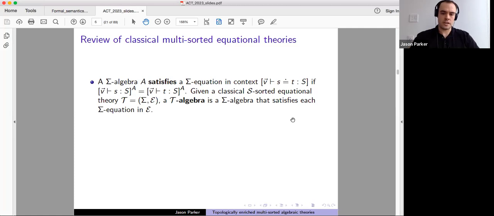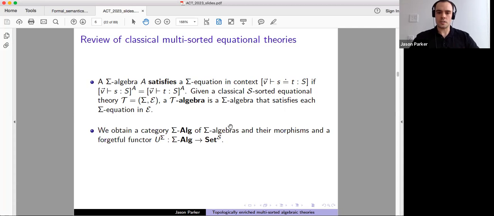And then finally, given a classical theory T, a T algebra is just a sigma algebra that satisfies each equation in T, or in E, the set of equations. So we get a category of sigma algebras and their morphisms, which we can define in a standard way, and a forgetful functor U sigma from Sigma-Alg to Set to the S that sends each sigma algebra to its carrier S-sorted set.